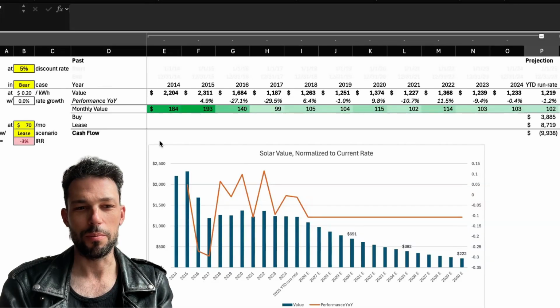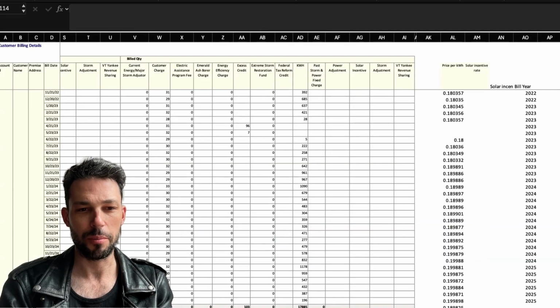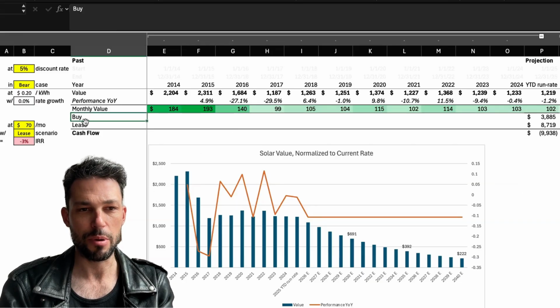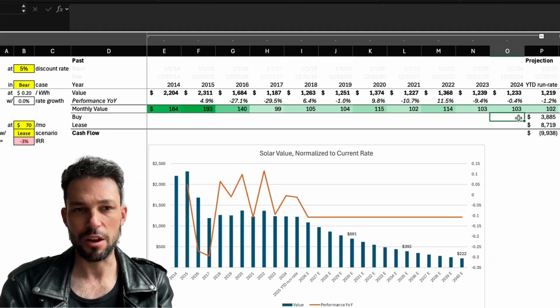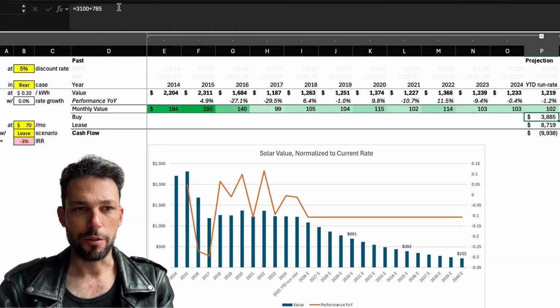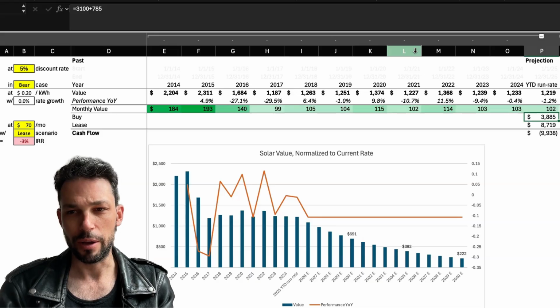Hey, I wanted to walk through my simple solar model based on your billing history from Green Mountain Power. So basically, what this does is it asks, should you buy or lease the panel at the end of its current PPA lease contract, which is this year. If you buy it, this would be your outlay: 3,100 for the panel, 785 for the 5-year O&M agreement.